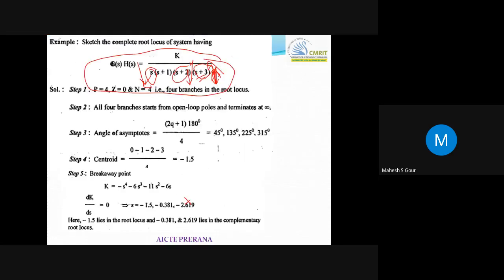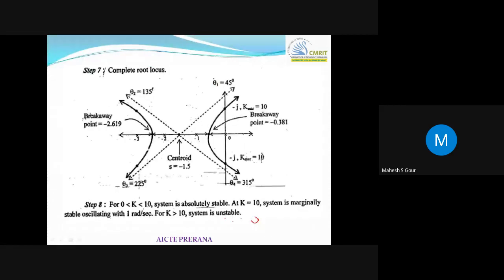Okay. So till here it is clear. You have understood: one pole was at 0, another at -1, another at -2, and one more at -3, right? From the centroid, the asymptotes came at an angle of 45 degrees, and this was 135 degrees. Correct? The third one is at 225. Sorry, and the last one was at 315 degrees, right?